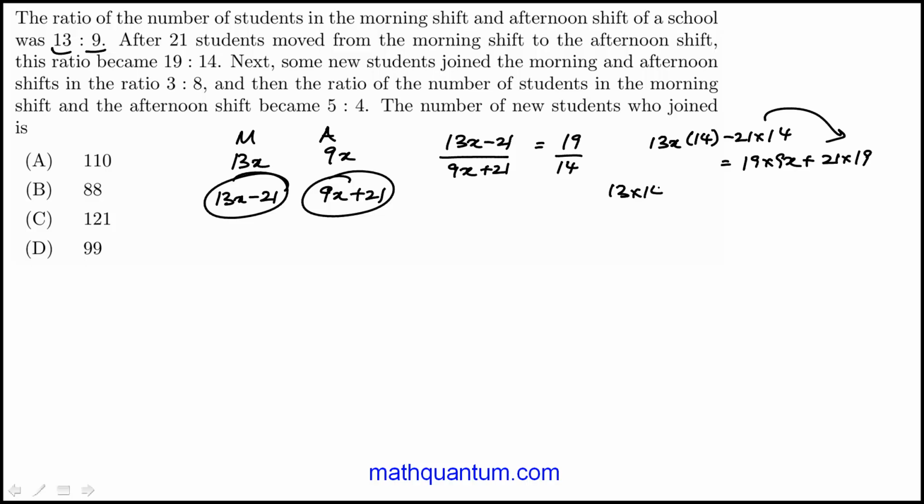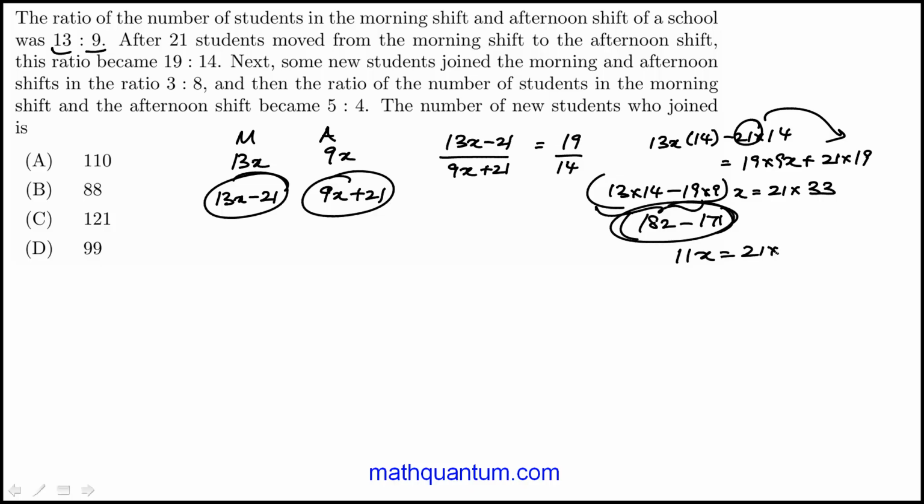So 13 times 14 minus 19 times 9, x. And then 21, since we have the 21 common, I can add 19 and 14. So that's 33. I'll just use a calculator to compute that. 14 times 13, 182, minus 19 times 9, which is 171, which is 11. 3, so x is 21 times 3, or 63.